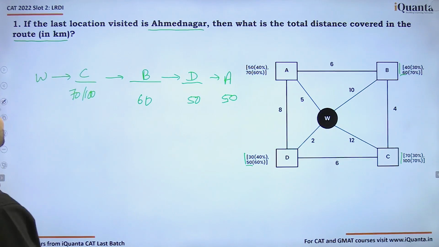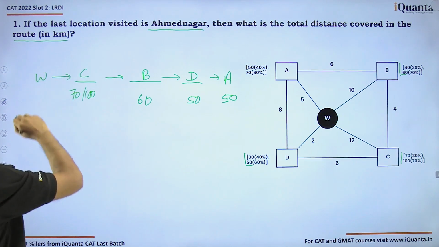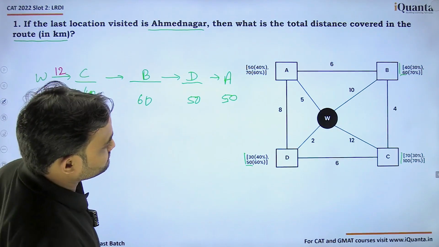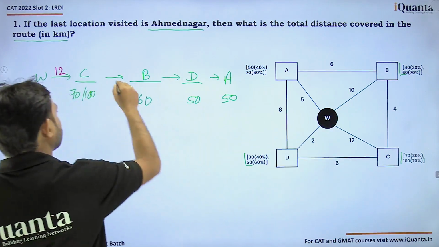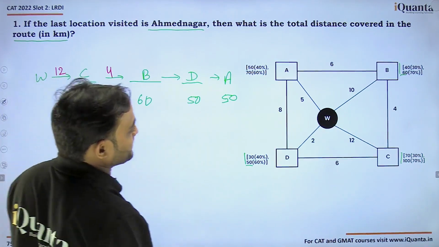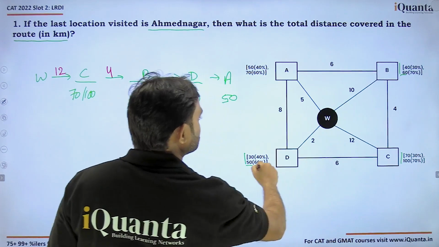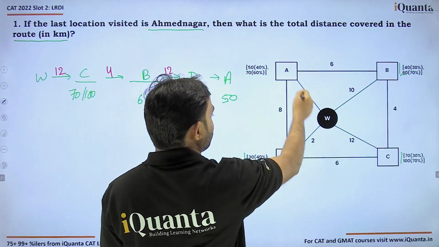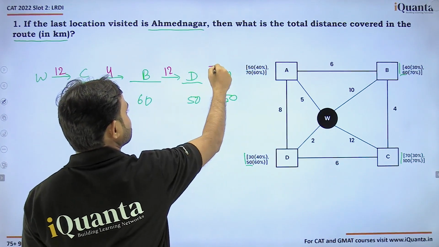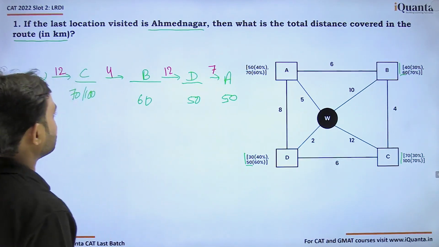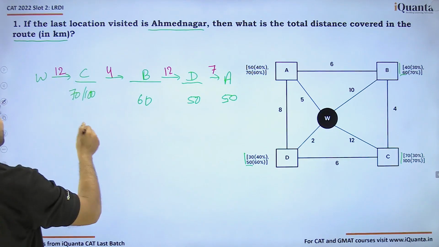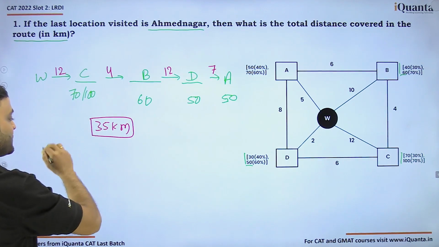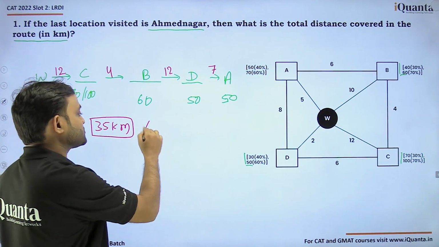So total distance covered from W to C, it's 12 kilometer. From C to B, it's 4 kilometer direct route. From B to D, 10 plus 2, it will be 12 kilometer. From D to A, we will take via warehouse, which is 7 kilometer. So total it becomes 19 plus 16, which is 35 kilometer. So the answer should have been 35 kilometer, but this is wrong.